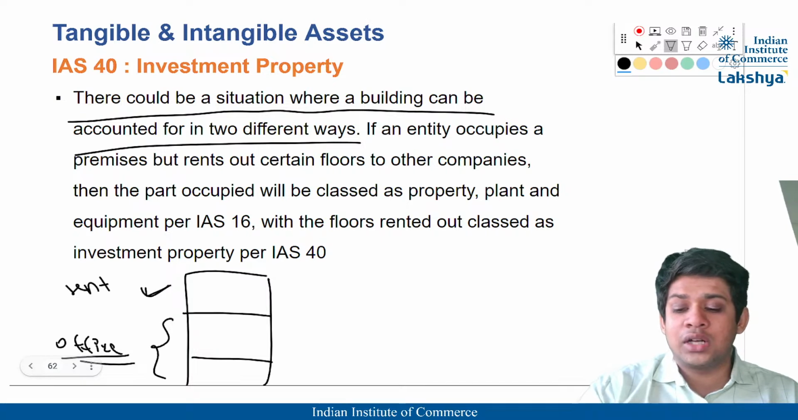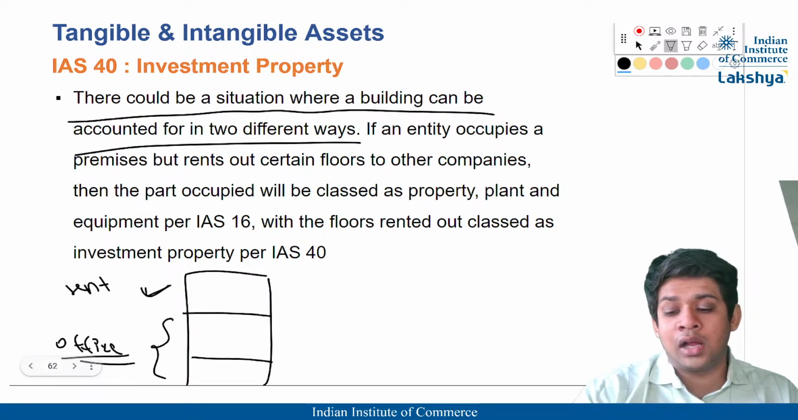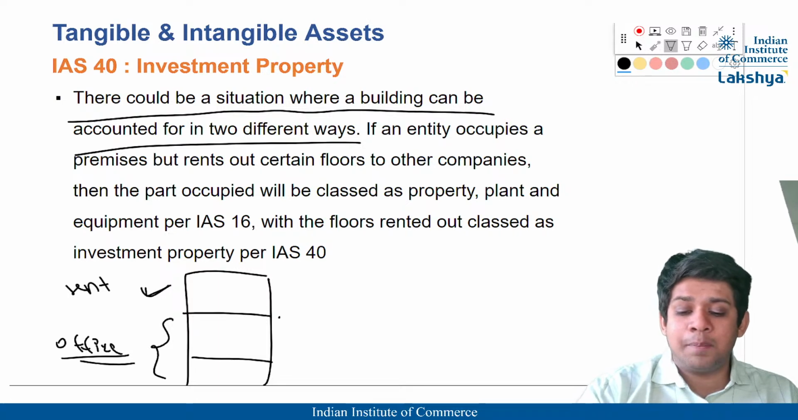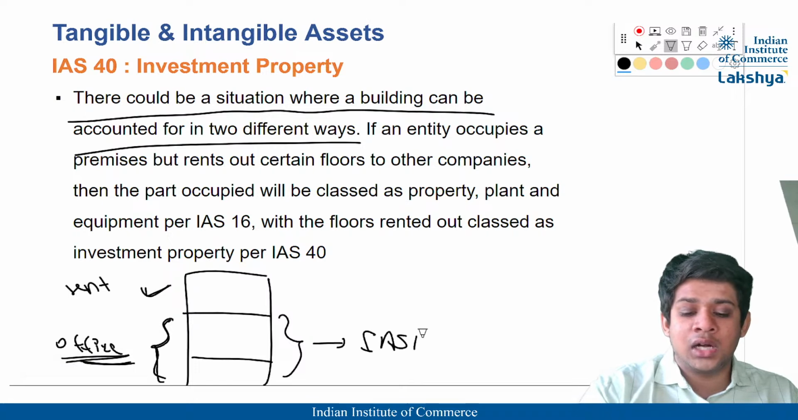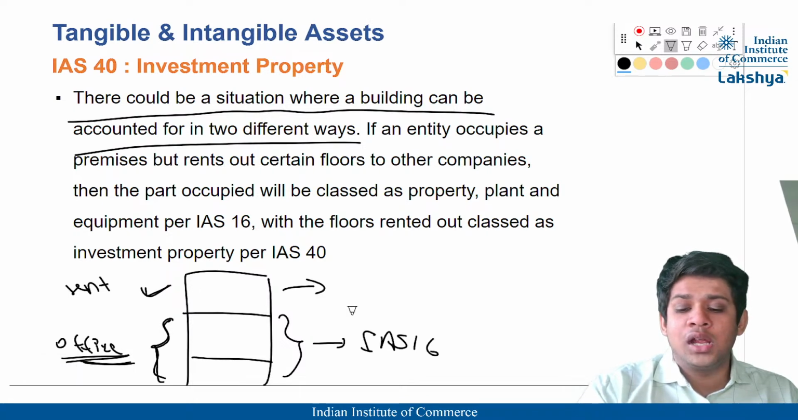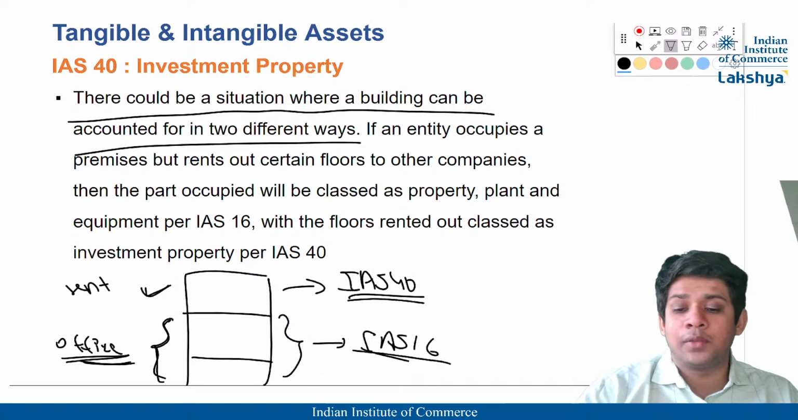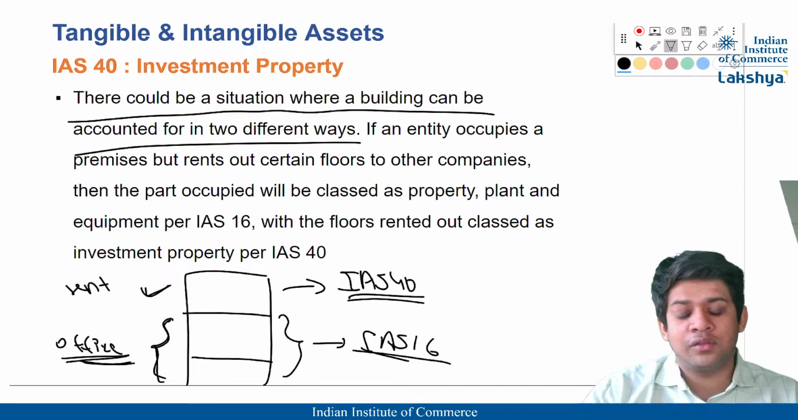So obviously, it's not like the whole building will be classified as an office building, or the whole building will be classified as investment property. The building will partially be known as owner occupied property. Since it is office use, it will be classified as owner occupied property, and this will be considered under IS 16. And the third floor is actually rented out, so this third floor will be considered under IS 40 as an investment property. So there could be a possibility where a building can actually be accounted for in two different ways.